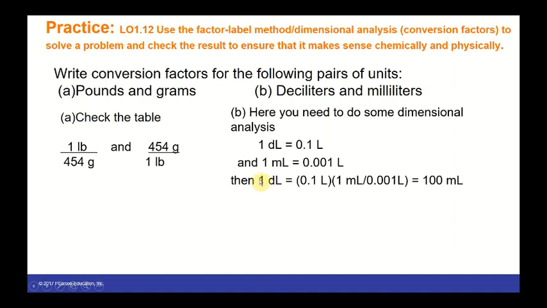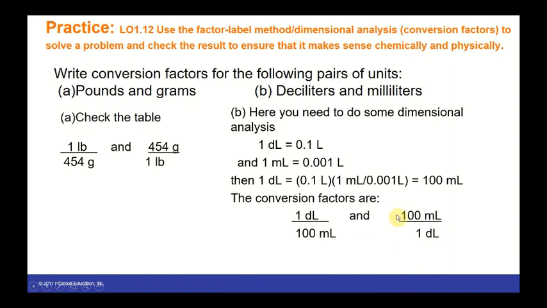So 1 deciliter is equal to 0.1 liters times 1 milliliter per 0.001 liters, and we end up with 100 milliliters. So now we have an equality of 1 deciliter is equal to 100 milliliters, and now we can write our conversion factors. 1 deciliter to 100 milliliters, or 100 milliliters to 1 deciliter.